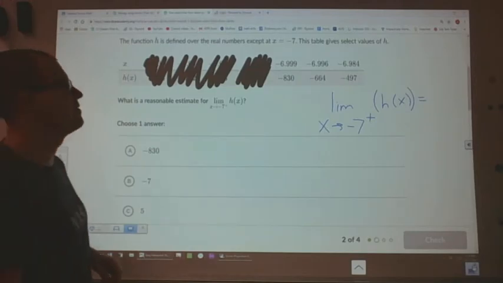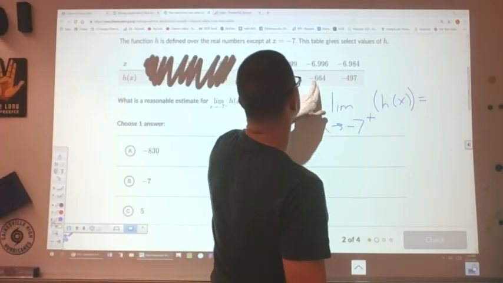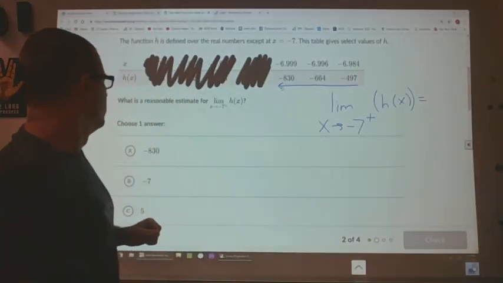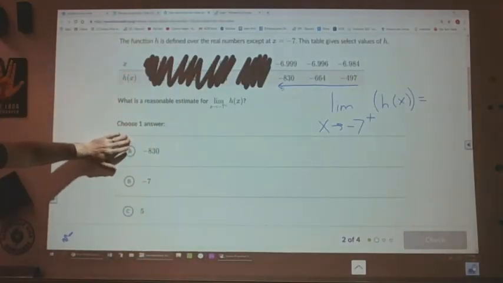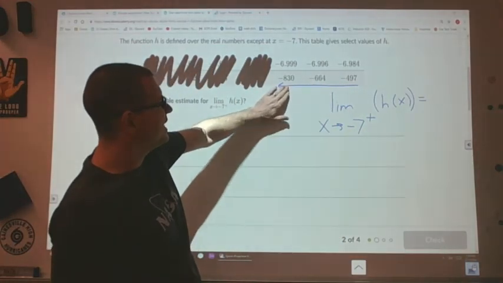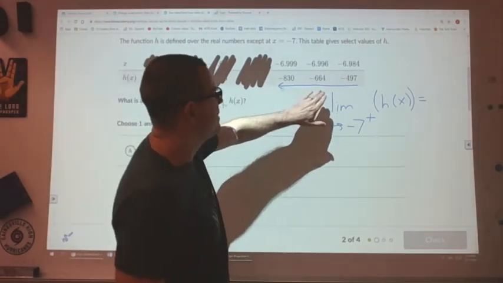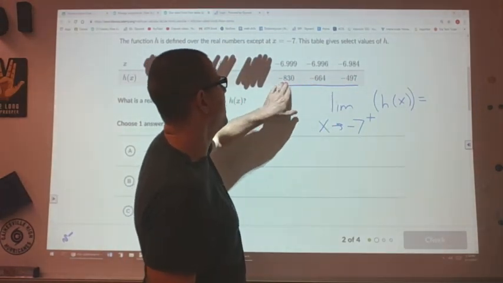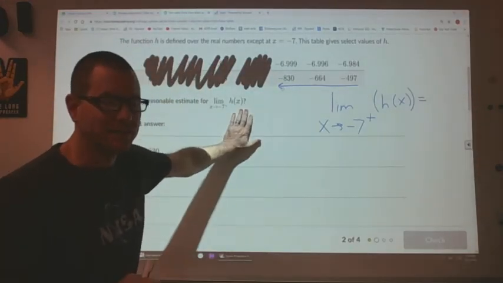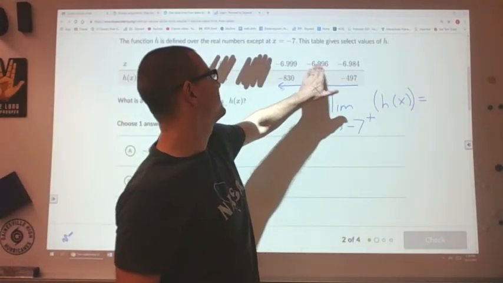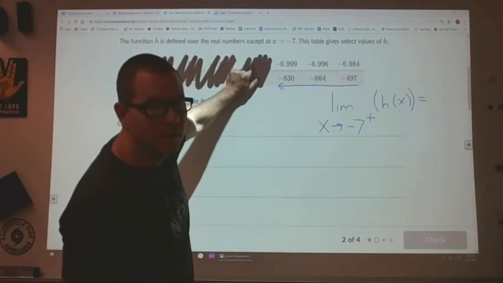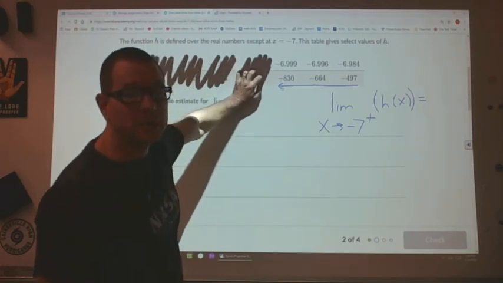So we want to look. We have -497, -664, -830. -830 is the value at -6.9, but it's not what the pattern suggests. The closer I get to -7, I keep getting this big gap in values. Look at it. That's a very, very tiny change in x. You went from -6.996 to -6.999. One more step wouldn't give me -830 again. I would expect a bigger jump.